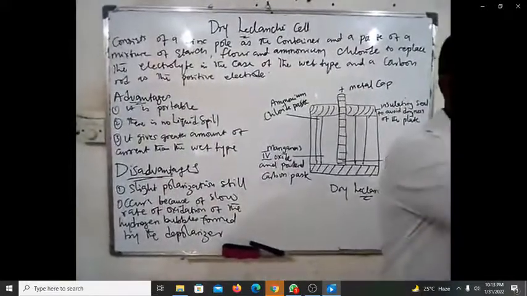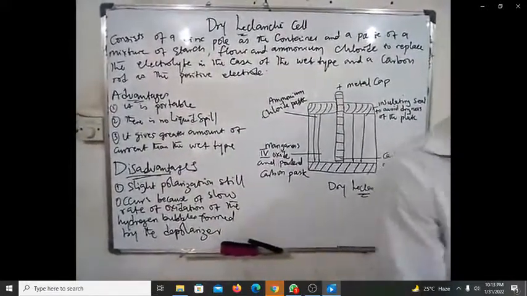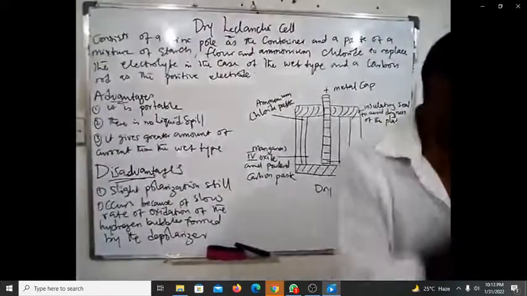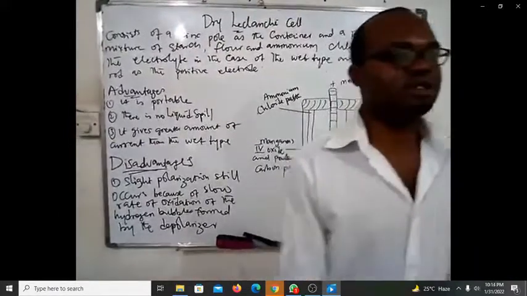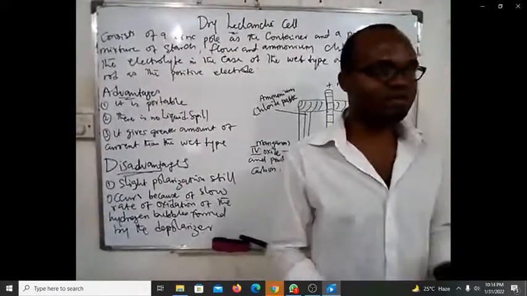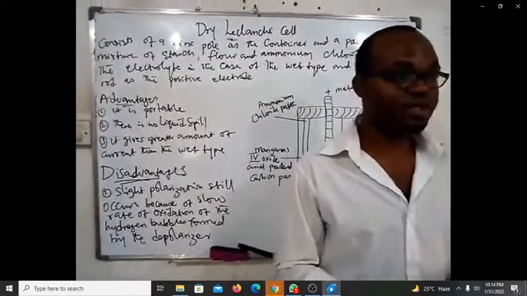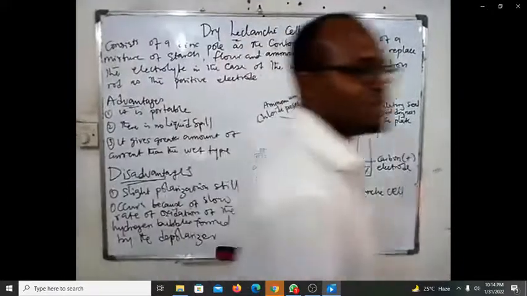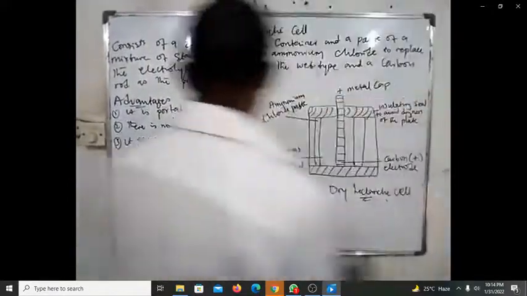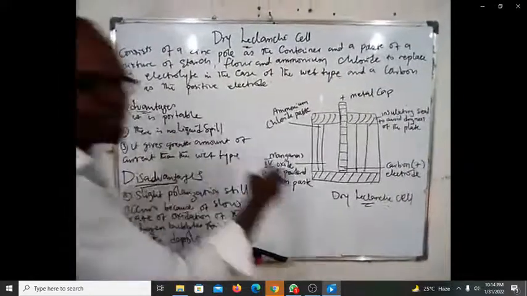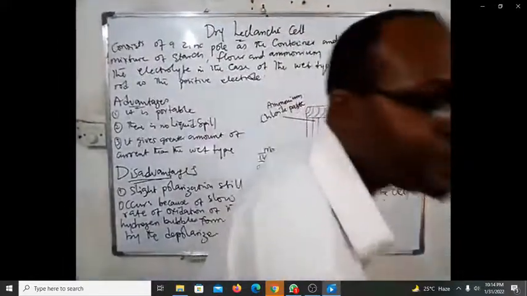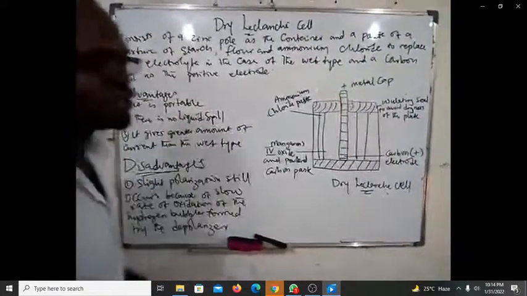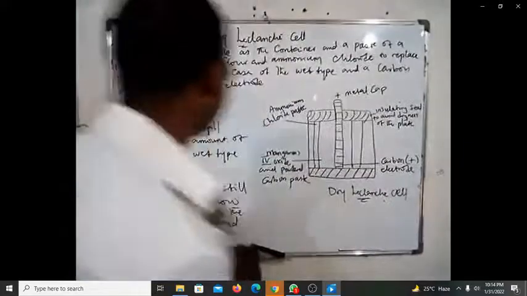Number one, it is portable. Any battery that does not have liquid is portable, is it not? You can easily carry it, hold it in your hand. You will not be afraid of the acid touching your hand. You know that when acid touches your hand, it is corrosive. But this one does not have acid, so it's easier to carry around. Number two, there is no liquid spill. It does not contain liquid, so nothing will spill. Is it not? Number three, it gives a greater amount of current than the wet type. It gives more current. The wet type gives very small current.